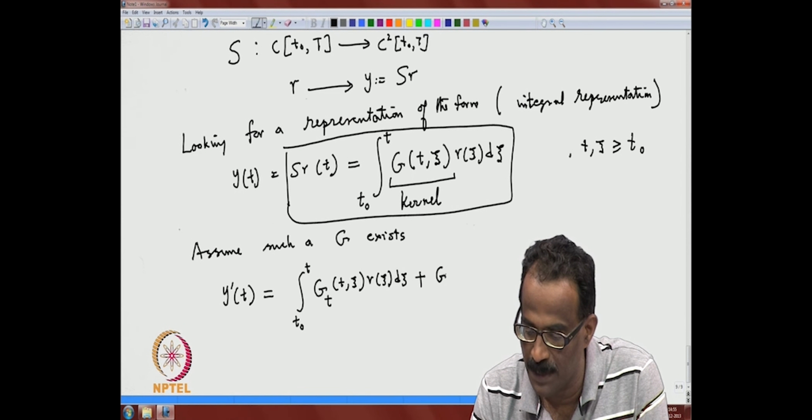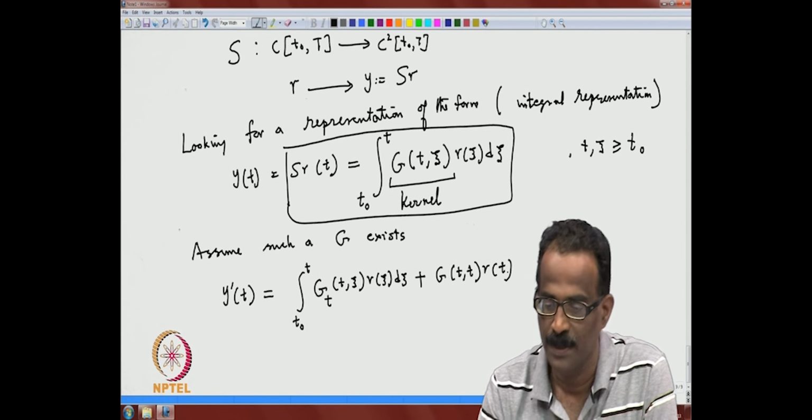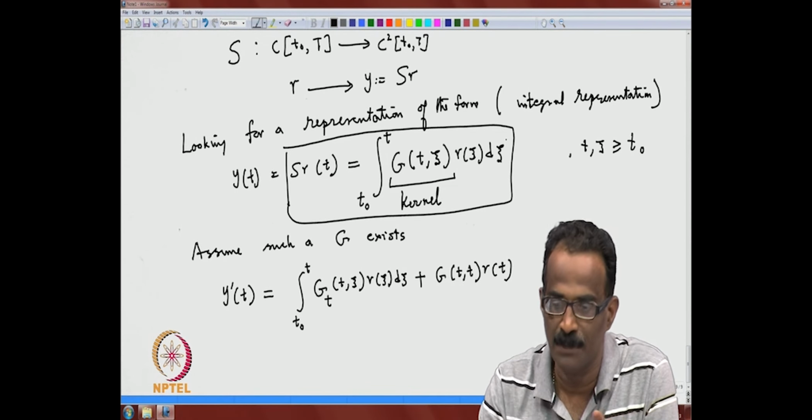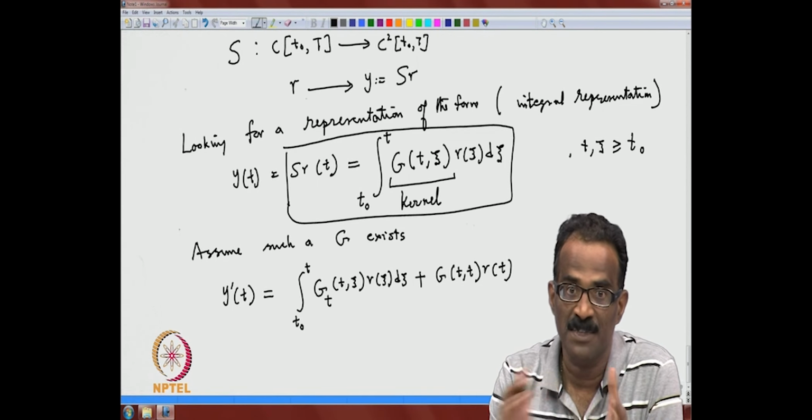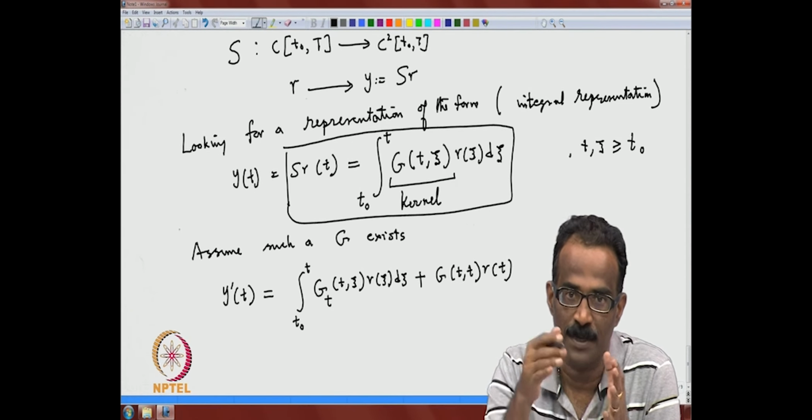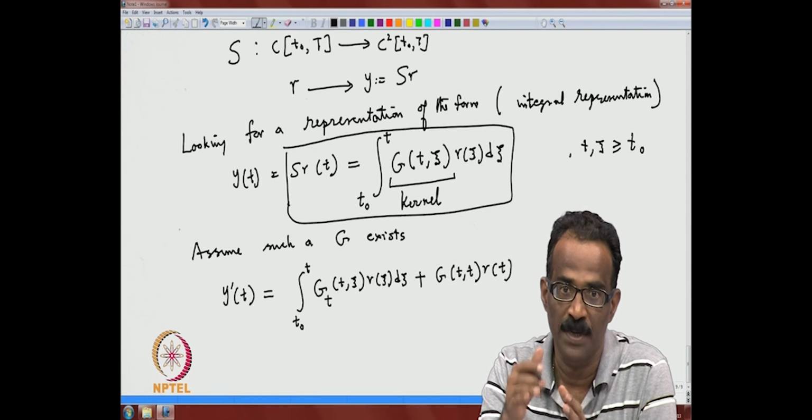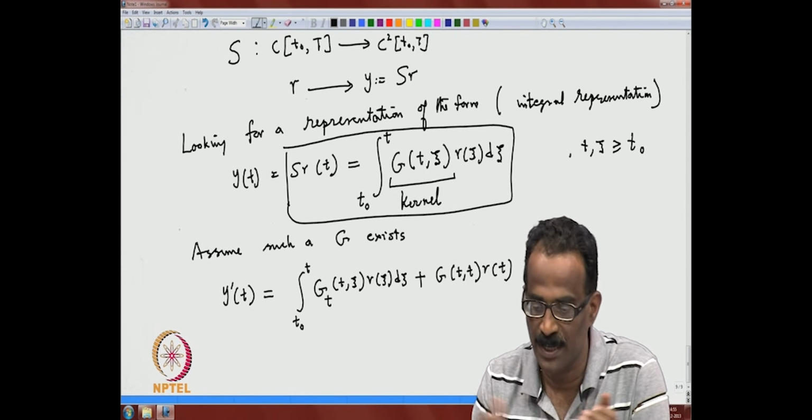So, that is nothing but g t t r t, that is the boundary term. It is easy to calculate. You put the limits and differentiate the limits. That is a general formula: you can integrate from alpha t to beta t a two variable function, and this is how to take the derivative.